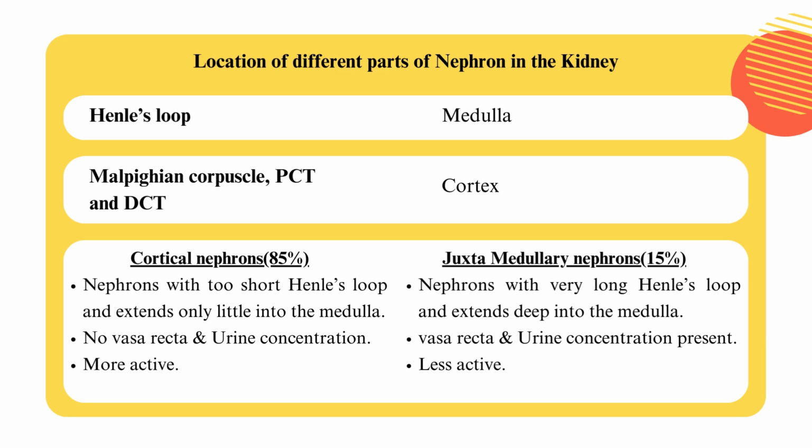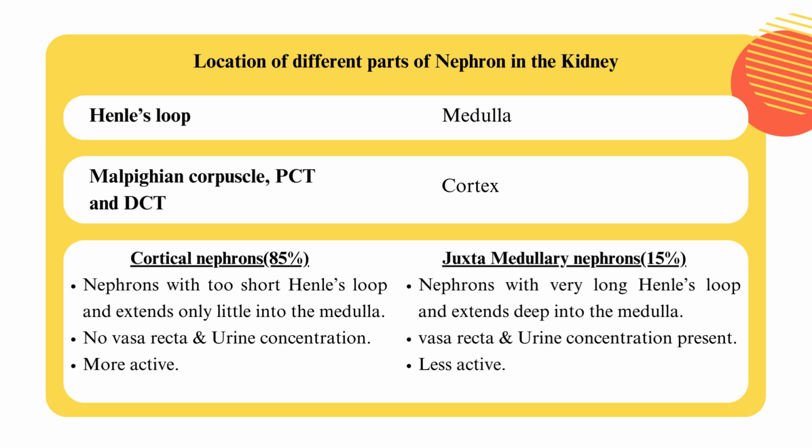Henle's loop is in medulla. Malpighian corpuscle, PCT and DCT are in cortex. There are 2 types of nephrons, namely cortical and juxtamedullary nephrons. Cortical nephrons account for 85% of the kidney. Nephrons with short Henle's loop extend only a little into the medulla. No vasa recta and urine concentration is more active. Juxtamedullary nephrons account for 15% of the kidney.